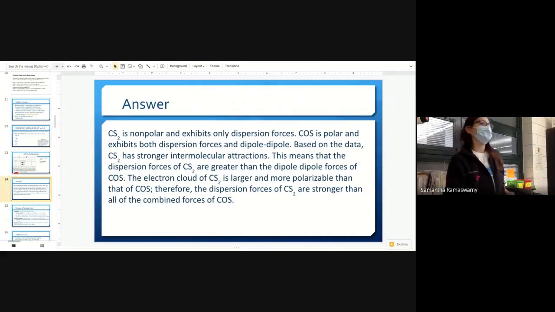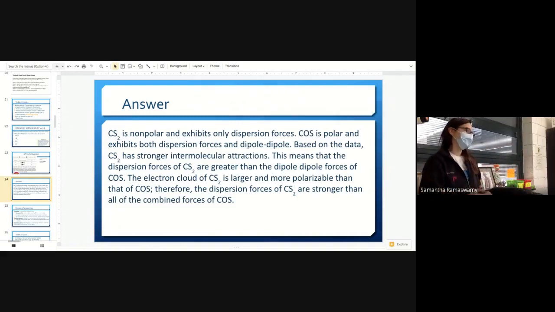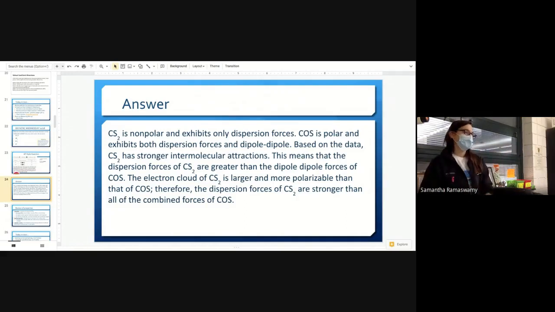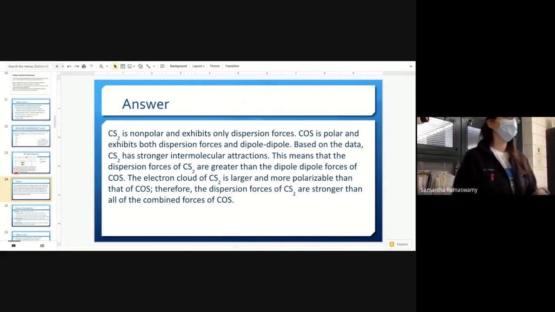So you always need to answer the question based on the data. There are a lot of people that will look at this table and they'll say, well, COS is slightly polar, so it has a higher boiling point. Well, no, they gave you that boiling point. You have to answer the question based on the data. So there are times that dispersion forces are stronger than the combination of dispersion and dipole-dipole forces of something else. And remember that strength of dispersion forces is always based on the size of the electron cloud.